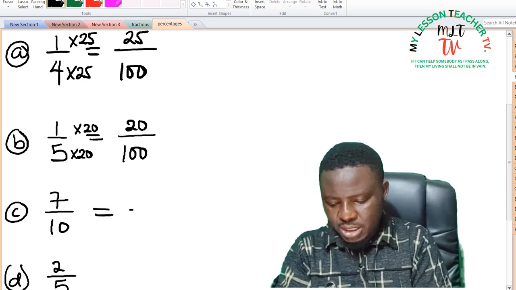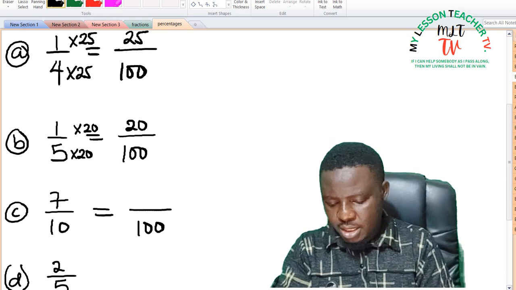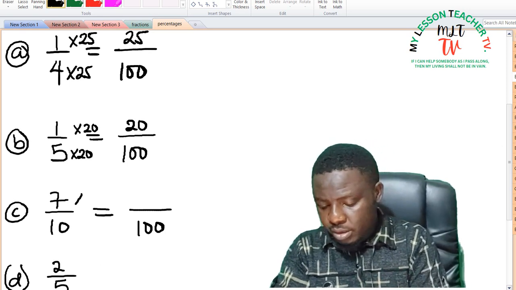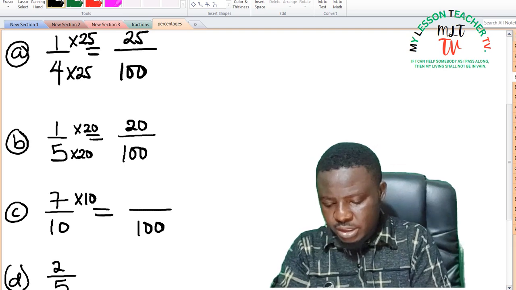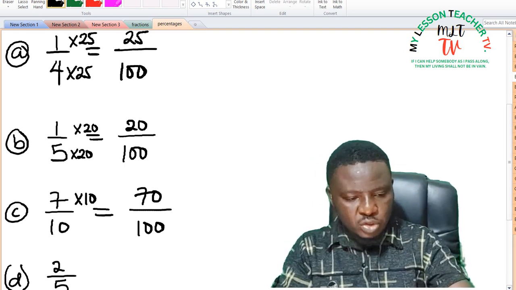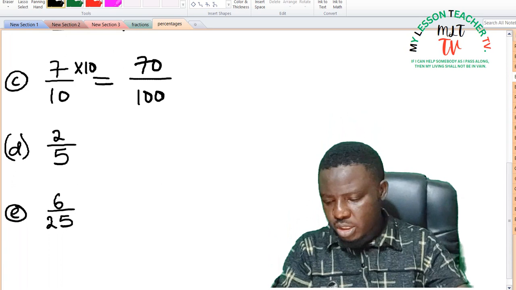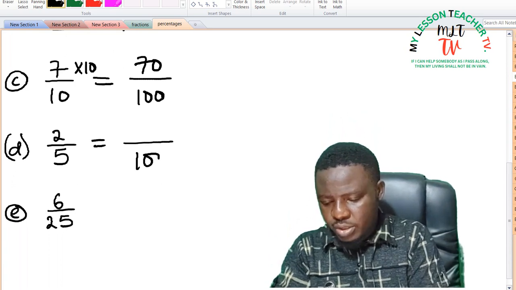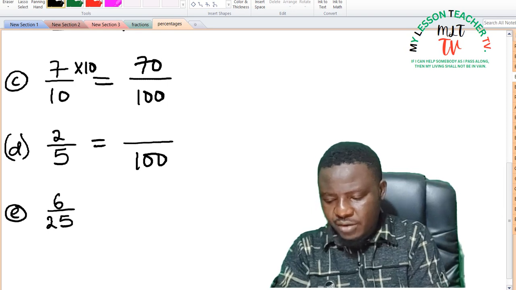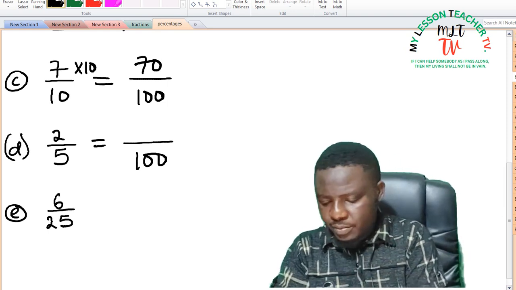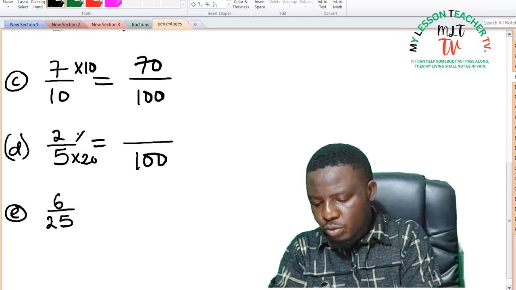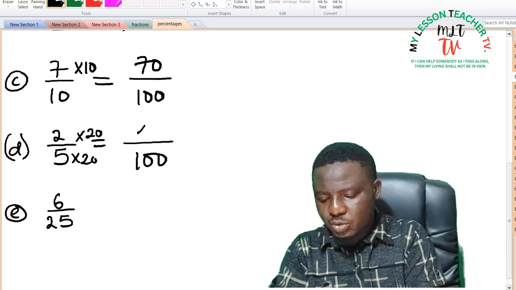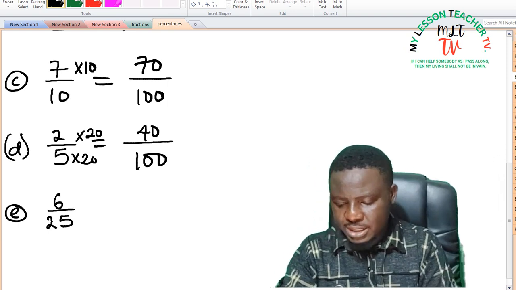Do the same to this. This is 100. 100 divided by 10 is 10. 10 times 7 gives us 70. So these are equivalent fractions. D, this is equal to dash divided by 100. 100 divided by 5 is 20. So I'm going to multiply the numerator by 20, which is 2 times 20. 2 times 20 is 40.